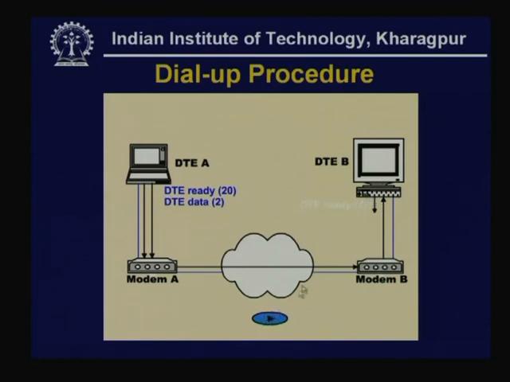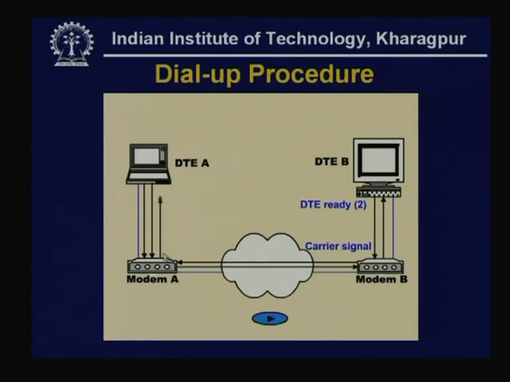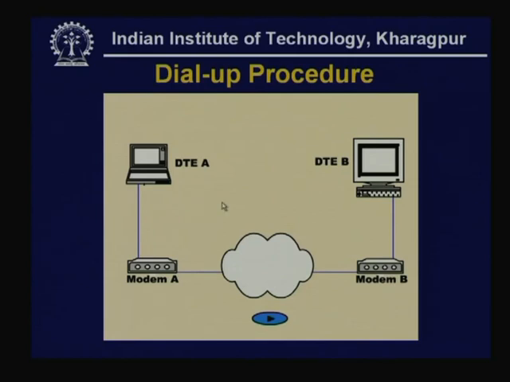In response to that, the DTE at the other end sends the DTE ready signal, which informs the modem that the DTE is ready for receiving data, and in response a carrier signal is sent by modem B to modem A. After receiving that carrier signal, modem A sends a DCE ready signal informing that this DCE or modem is ready for transmission, and it also sends a carrier signal to the other end. After receiving that, the modem sends a signal detector to the DTE, and now the system is ready for communication. A link or channel has been established. Now both DTEs are ready for communication.